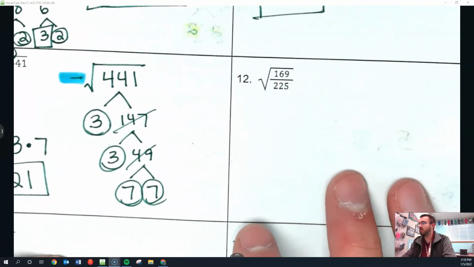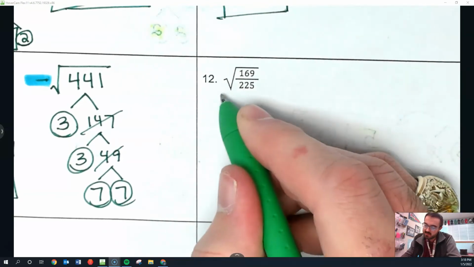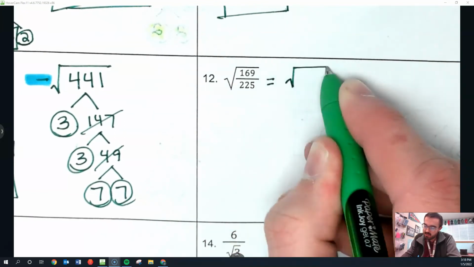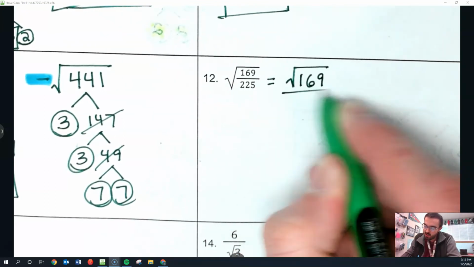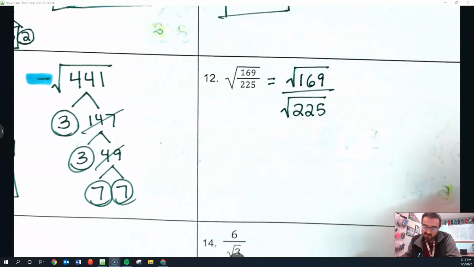Number 12. Okay, so this one's kind of weird. Another rule with radicals is that if you have the square root of something entirely, you can also write this as the square root of 169 over the square root of 225. I don't know, just a fun fact. Kind of makes it look a little bit easier.